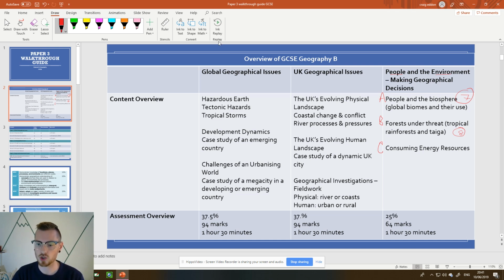Now, this exam, just like your other two papers, is an hour and 30 minutes long, but there is a difference in mark allocation and percentage allocation. This paper is not worth as much as Paper 1 and 2, so it's 25% only, and there's less marks available as a result. Only 64 marks here.